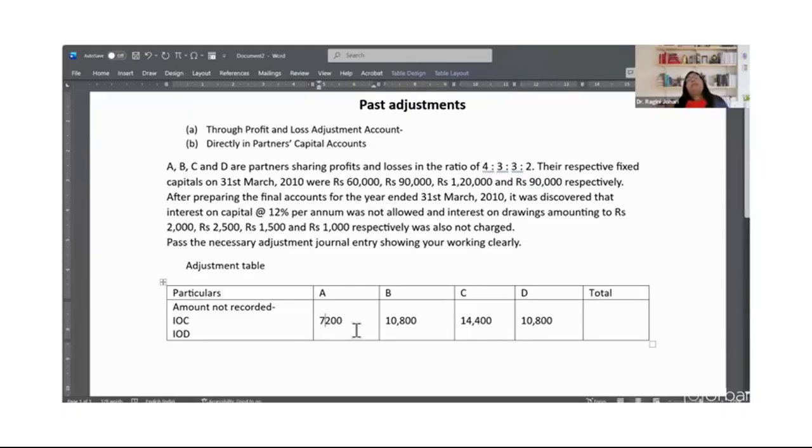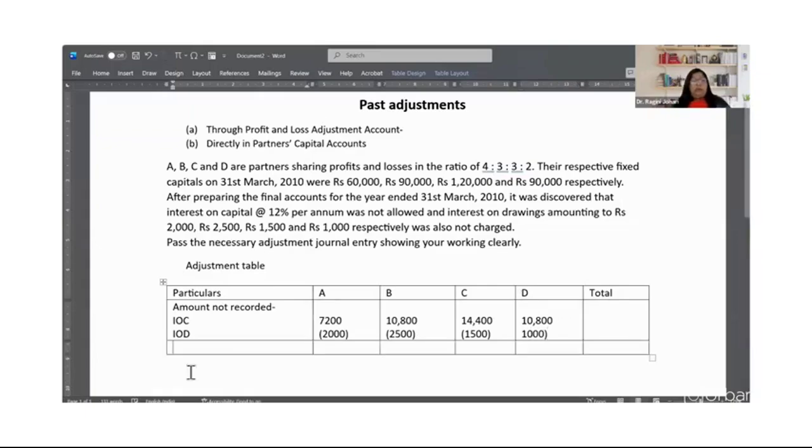Please understand, interest on capital is given to the partners, while interest on drawing has to be paid by the partners to the firm. So we are supposed to deduct this amount. Interest on drawing is already mentioned here. So this 2,000 gets deducted here. Here, this is 2,500, which will be deducted. Then here, this will be 1,500, which will be deducted. And here, this would be 1,000, which will be deducted.